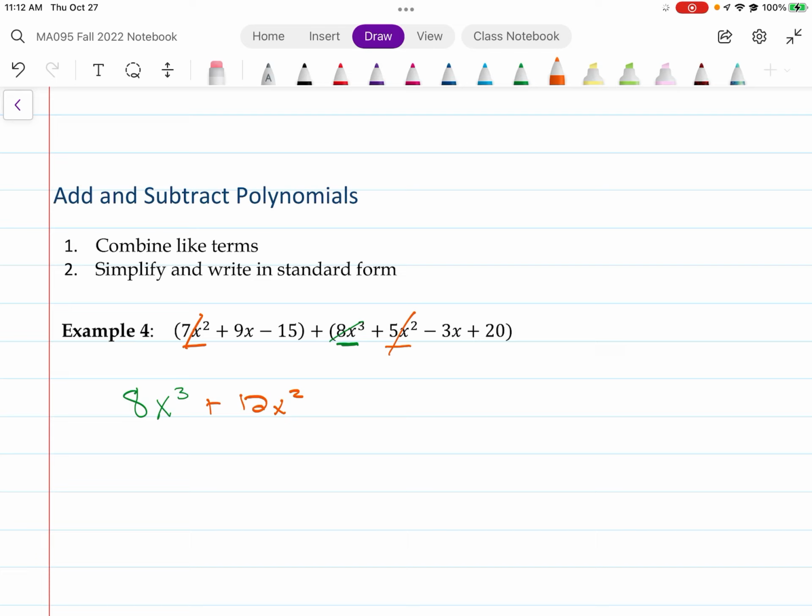All right, the next one is the x term. So I've got 9x and minus 3x. So 9x minus 3x is 6x plus 6x. And I'm going to cross those out because I've taken care of them. And then the last is the constant term. So I've got minus 15 and plus 20. And that's going to give me plus 5. And I've taken care, double check, I got every single thing taken care of. So that's my final answer.